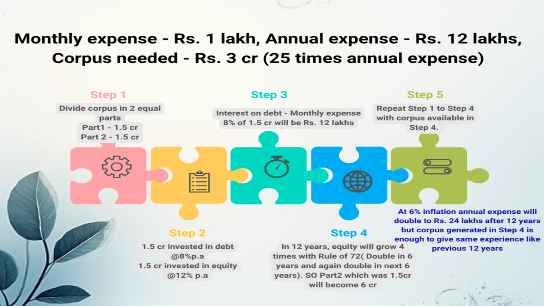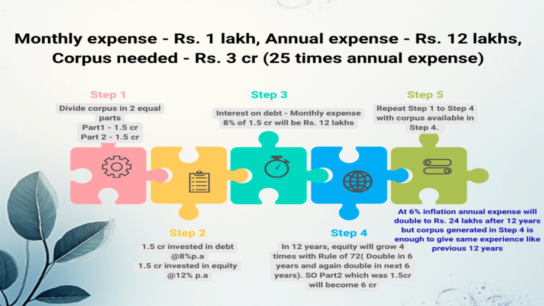In step 5, we repeat step 1 to step 4 with the corpus available from step 4. As we are at the end of the 12-year period, we repeat the same process using the corpus we have generated through equity. We have also considered a 6% inflation rate, meaning our annual expenses, which were 12 lakh rupees earlier, will become 24 lakh at the end of 12 years.